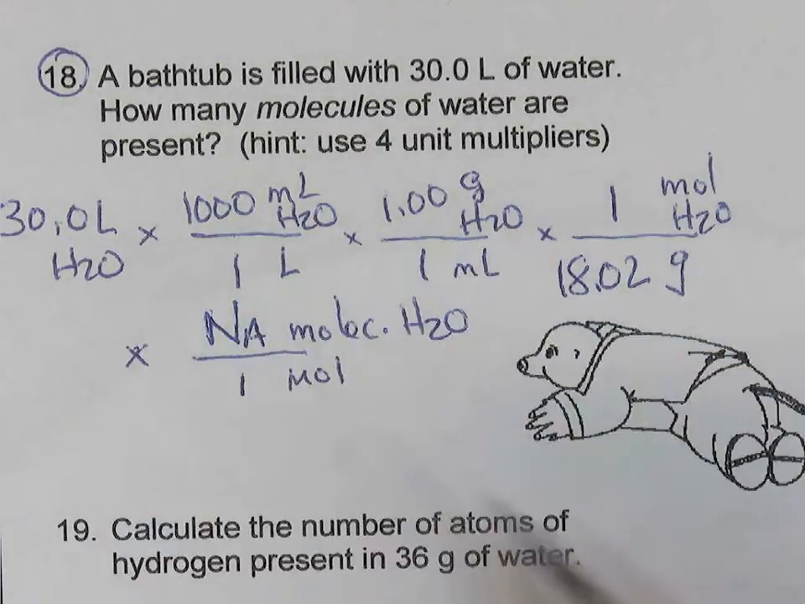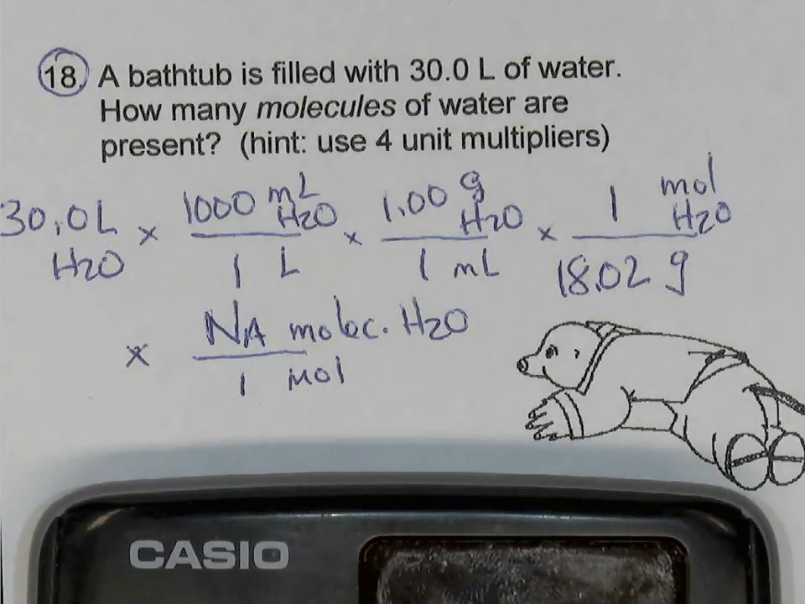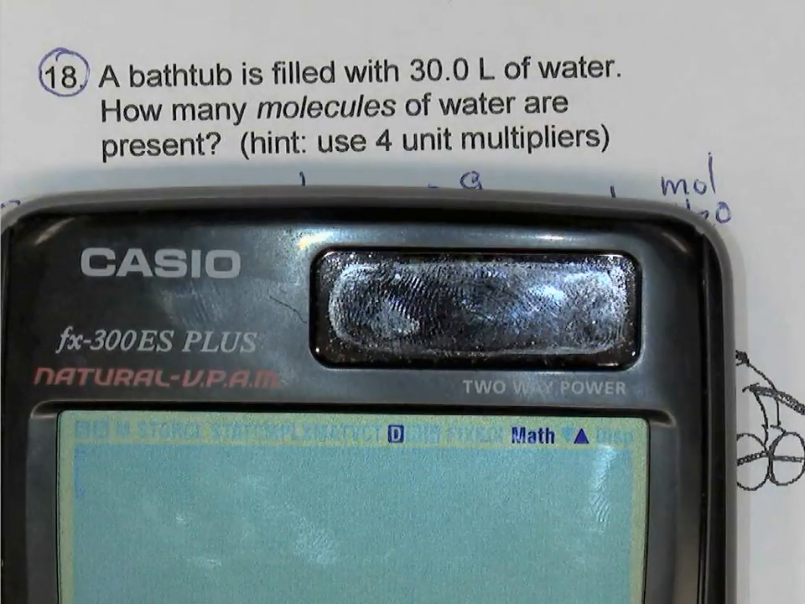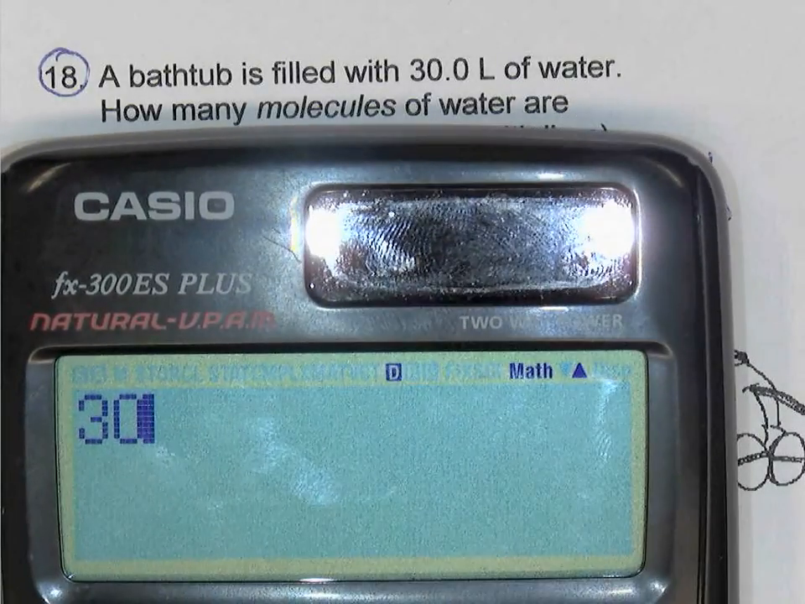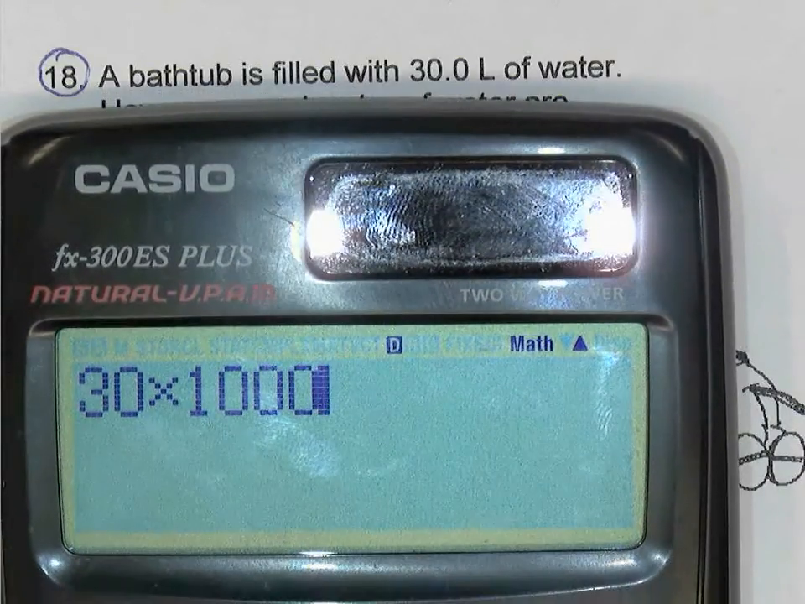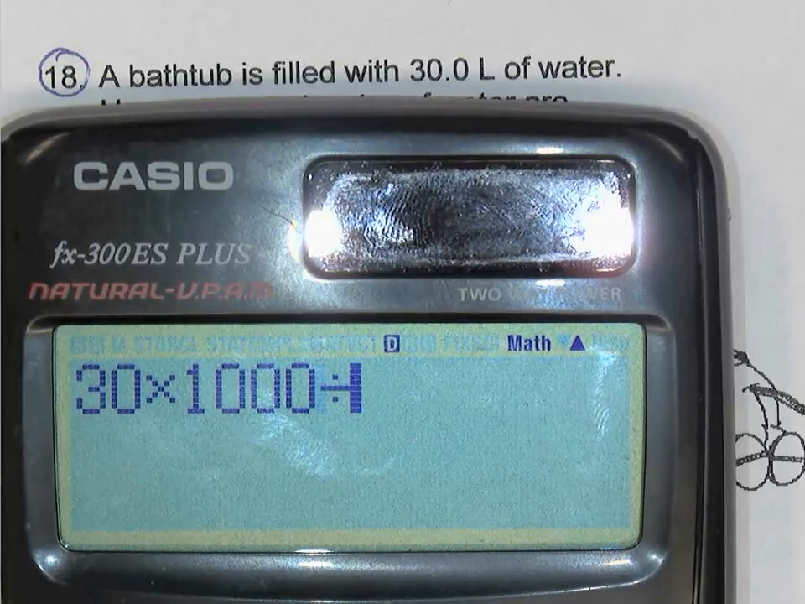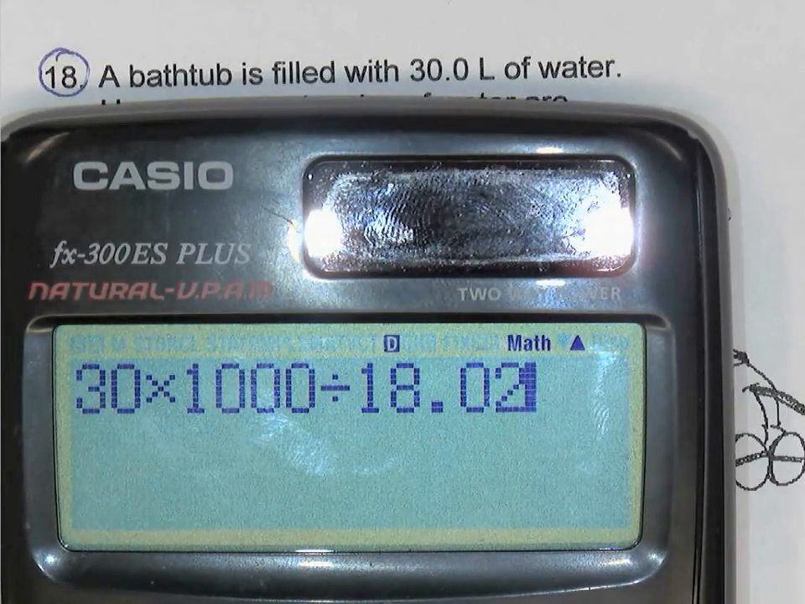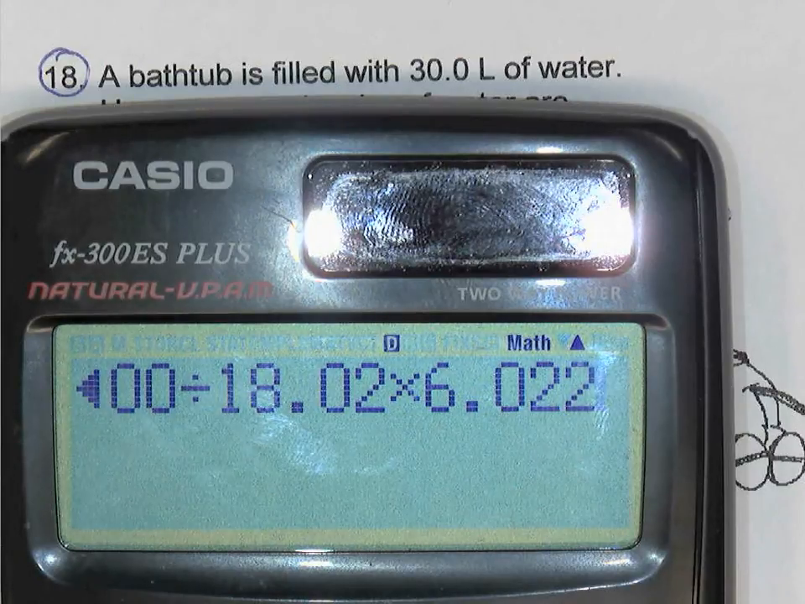molecules. So now I'm going to grab a calculator, and we'll type that in and we'll get the answer. So we have 30 liters. If we multiply that by 1,000, we've converted to milliliters. I don't need to times by 1 or divide by 1. That's not going to change anything. So this is how many grams we have. We divide by 18.02. That's how many moles we have. And now we multiply by Avogadro's number, so times 6.022, and we're using that scientific notation button, times 10 to the power of 23.